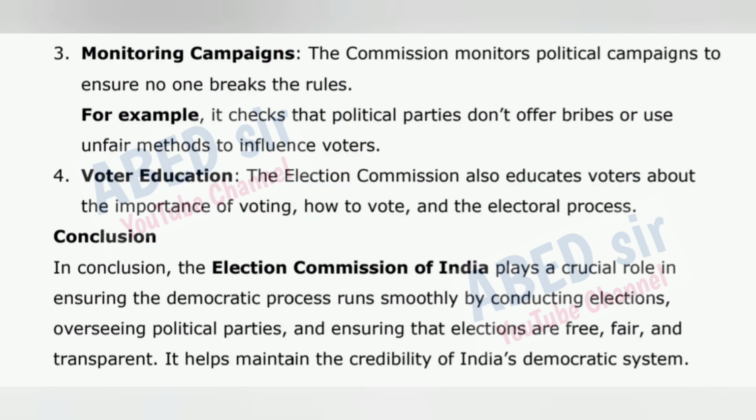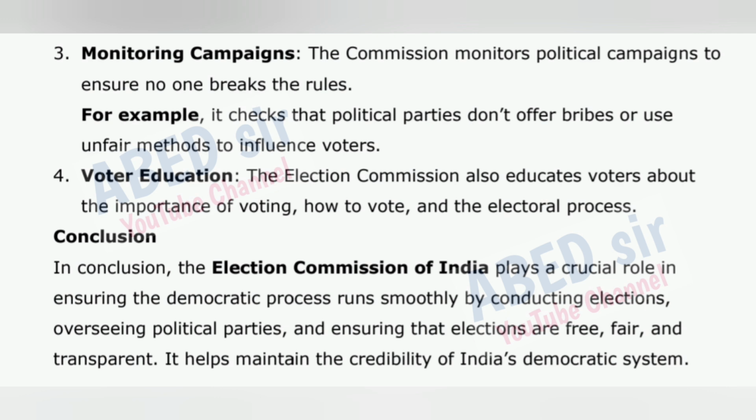3. Monitoring campaigns. The Commission monitors political campaigns to ensure no one breaks the rules. For example, it checks that political parties don't offer bribes or use unfair methods to influence voters.